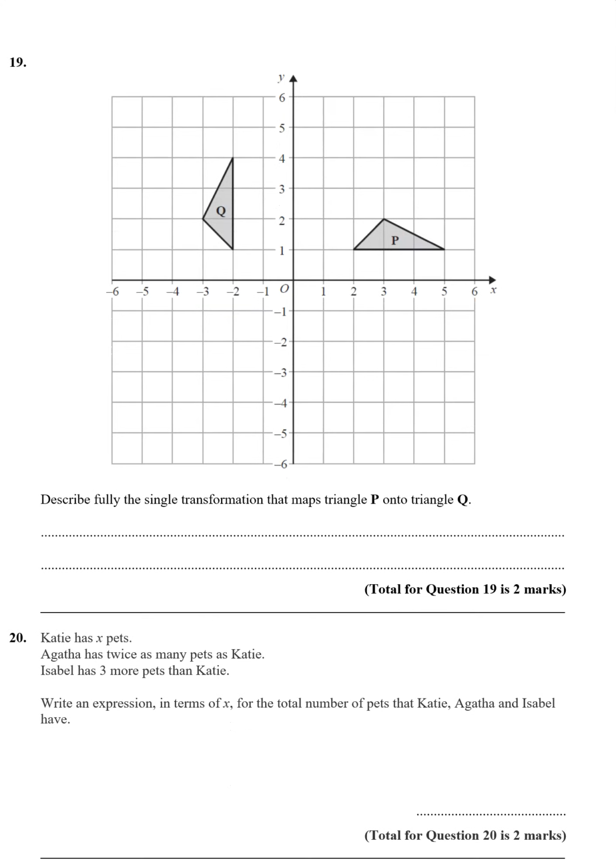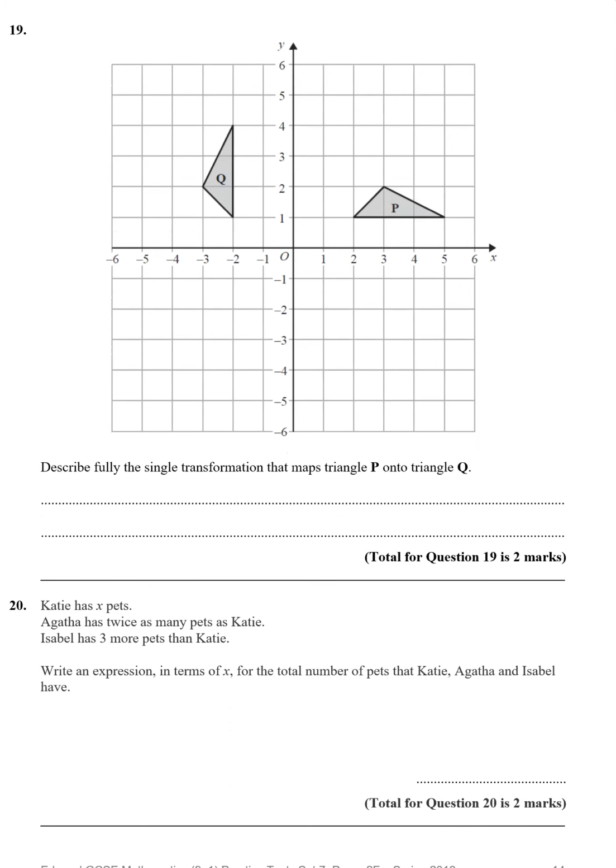Question 19. Describe fully the single transformation that maps P onto Q. Right, okay, it's rotated around. So it is a rotation. Let's write that. Rotation. It's going anti-clockwise, the opposite way of the clock. It's 90 degrees. And now we need to work out the center of rotation.